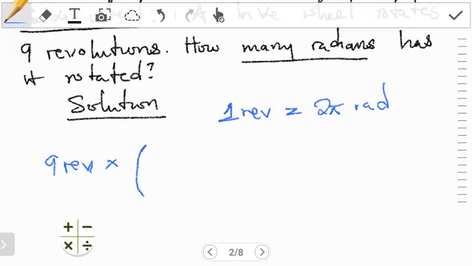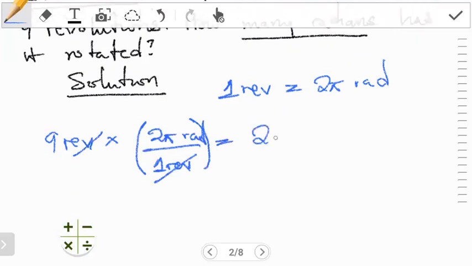Since the rev is in the numerator here, I'll have this part in the denominator. So this becomes 1 rev, and this becomes the numerator, 2 pi rad. So this cancels with that. Now I'm just multiplying 2 pi by 9. So just multiplying 2 pi times 9. And whatever I get, notice the unit that remains here is just the rad.